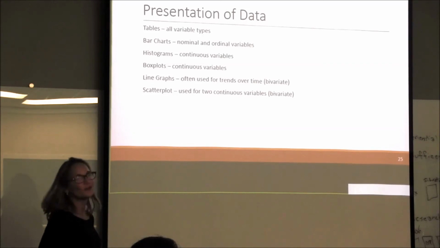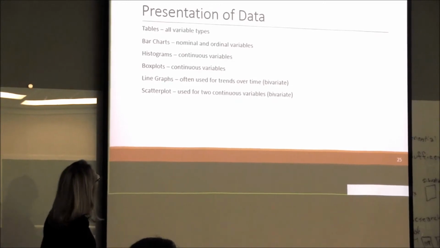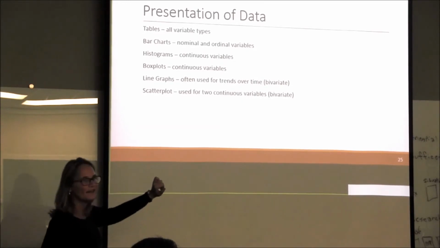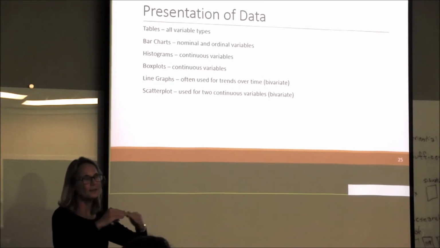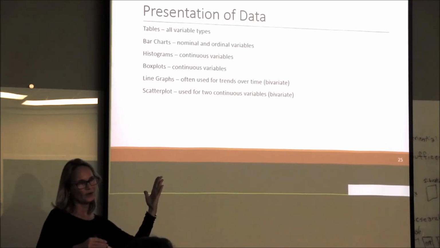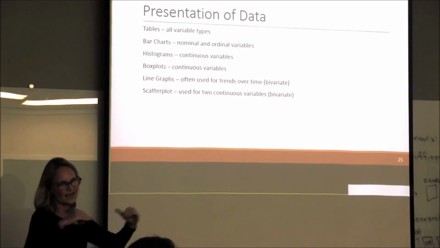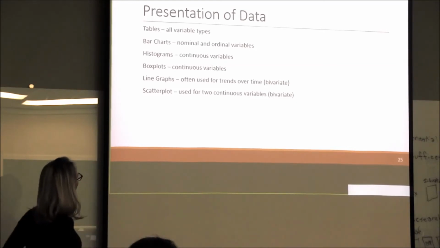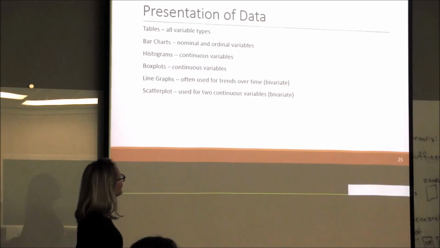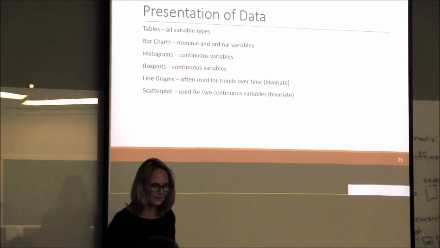Box plots are used for continuous variables, and I'm going to tell you why I love box plots in a minute. And of course, line graphs are usually bivariate, where your x variable is time and your y is some continuous outcome. It doesn't have to be. In our example, we're going to use potassium on the x, and then y would be velocity. And then scatter plots, of course, for two continuous variables is bivariate.